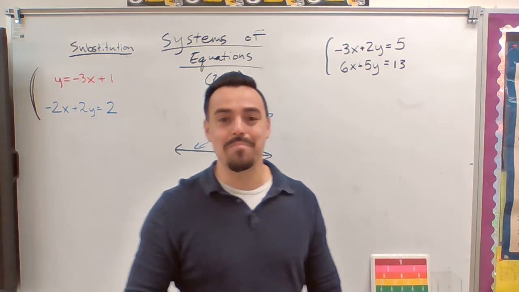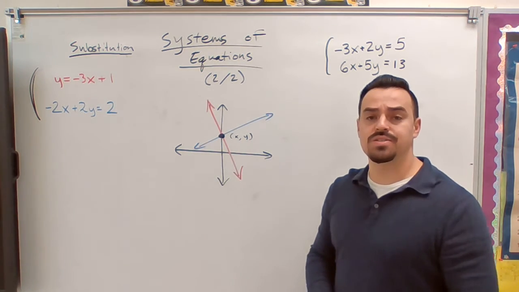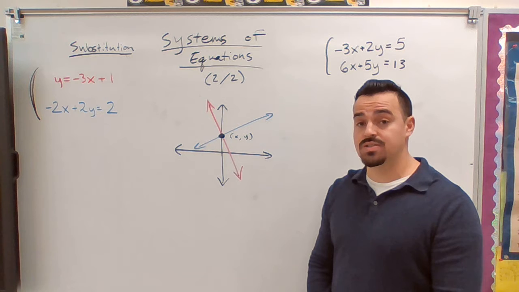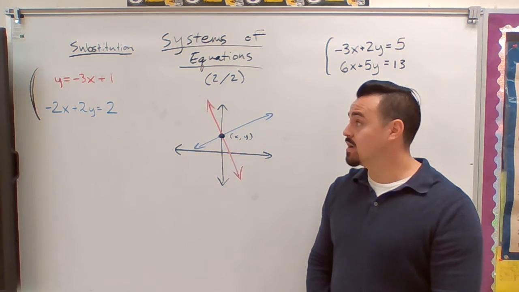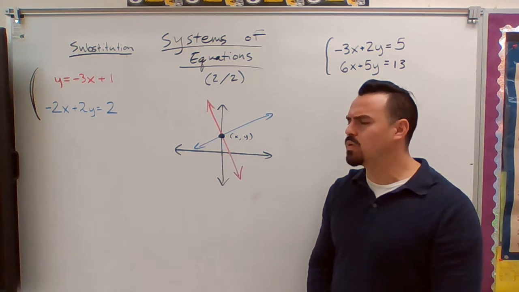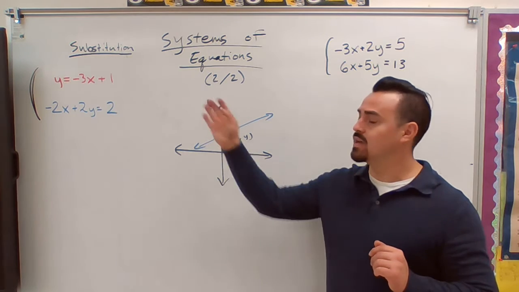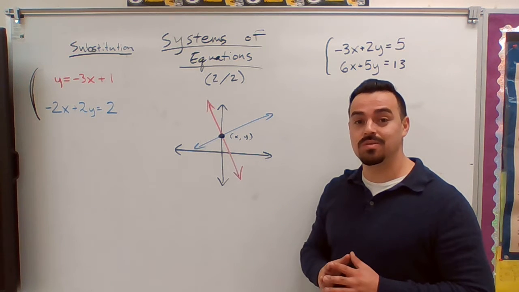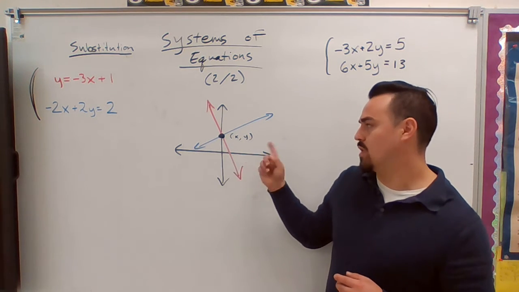All right, welcome back. We're going to finish out our systems of equations lecture, and we're going to cover two new methods. The first one that we're going to sort of formalize, we kind of did a little bit last time, is substitution. We're going to use the substitution method.